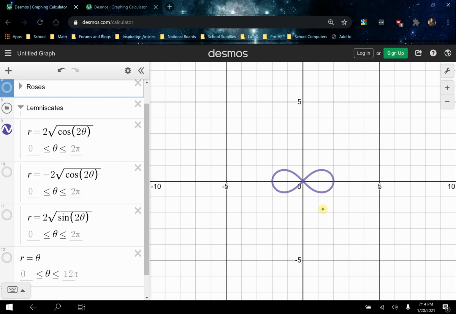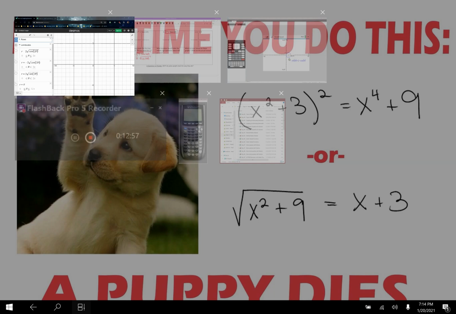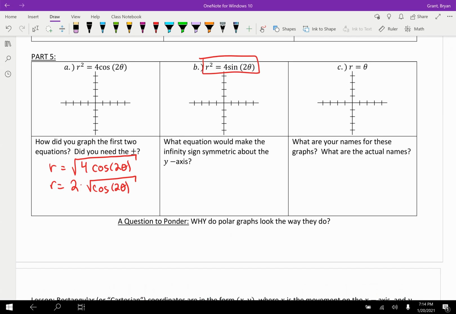You'll notice that cosine, again, is along the x-axis. Sine is a little bit different, though. I think sine is not going to be along the y-axis. In fact, it only turns diagonally, kind of 45 degrees up. And so I did pose a challenge for you, and the challenge was, what could you do to make the infinity sign symmetric about the y-axis? How could you create that graph using polar?